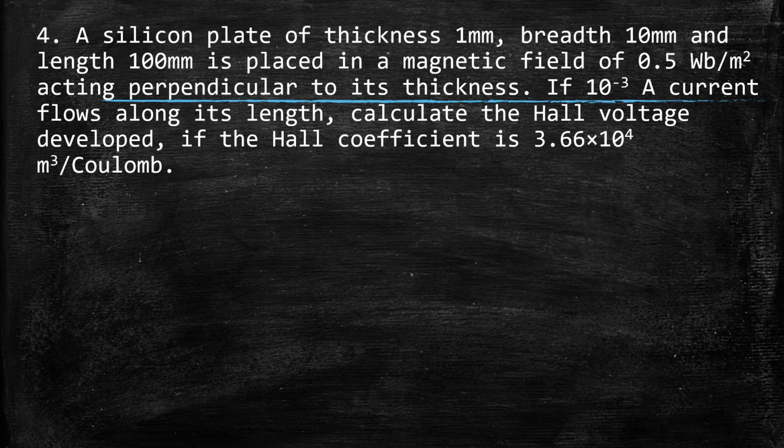Problem 4. A silicon plate of thickness 1 mm, breadth 10 mm, and length 100 mm is placed in a magnetic field of 0.5 Weber per meter square acting perpendicular to its thickness. If 10 power minus 3 amp current flows along its length, calculate the Hall voltage developed. The Hall coefficient is 3.66 into 10 power 4 meter cube per Coulomb.